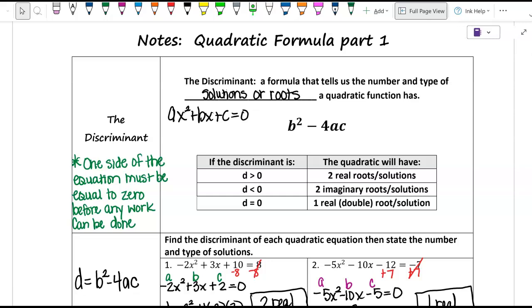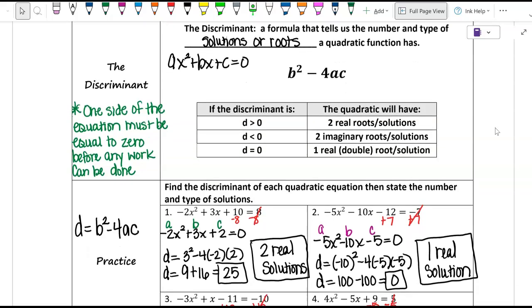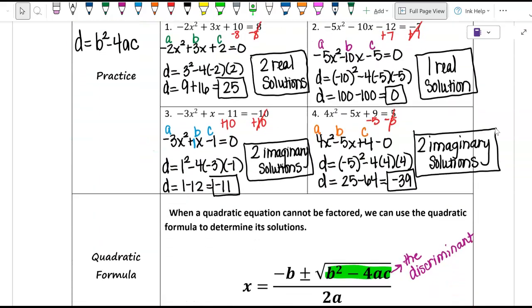All right, so yesterday we started reviewing the quadratic formula again. We first looked at the discriminant, which is the part of the quadratic formula that tells us what type of solutions and how many solutions we're going to have. If that value under the radical is greater than 0, we know we're going to have 2 real solutions. If it's less than 0, we're going to have 2 imaginary solutions. And if it equals 0, we're going to have 1 real solution.